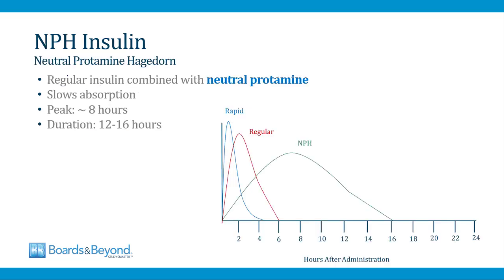NPH insulin gets its name because NPH stands for neutral protamine Hagedorn, and it's called this because it's a regular insulin molecule combined with neutral protamine, which is an amino acid.